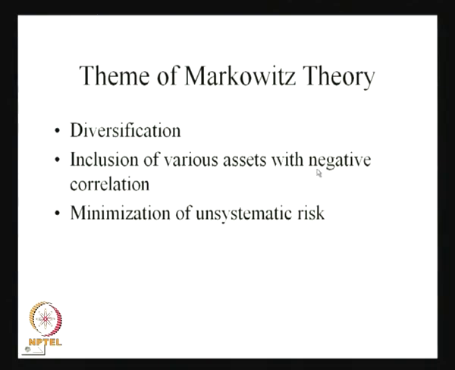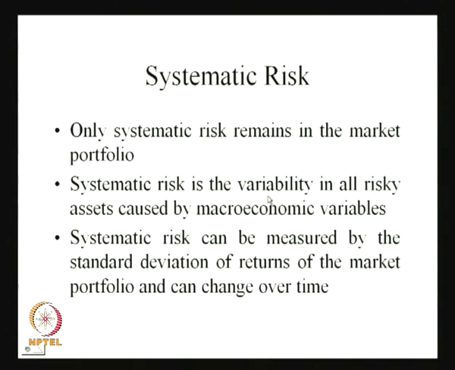So, the question arises, what do you mean by unsystematic risk and what do you mean by systematic risk? I hope some of you must be aware of these things, but still I will give you a brief idea about what exactly systematic and unsystematic risks are. Systematic risk is basically the market risk, or the risk which is available to all the assets in the market. According to Markowitz, the systematic risk remains in the market portfolio. Why does the systematic risk remain in the optimal portfolio or the market portfolio? It is because we do not have any control, or any mechanism through which this market risk or systematic risk can be minimized.